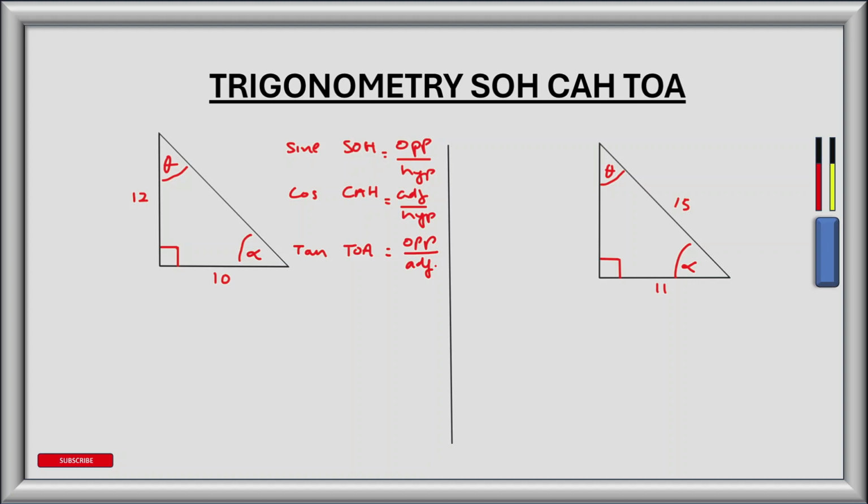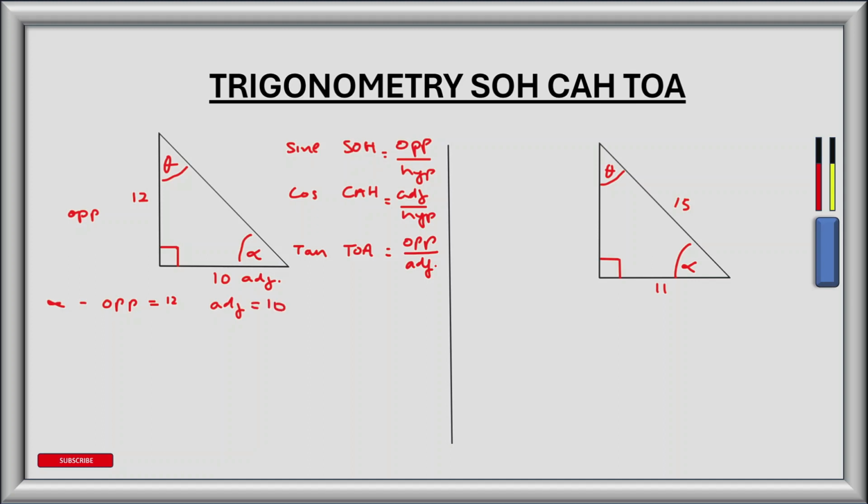So let's start with this triangle up on the left, where we have a right angle, and we know two of the sides, one's 12, one's 10, and we're trying to find the angles alpha and theta. So let's start with alpha. What do we know about the angle alpha? Well, if we look across to the sides of the triangle, we have the opposite side here, and we know the length of that. So the opposite side is 12, and we know the adjacent side marked here. The adjacent side is 10.